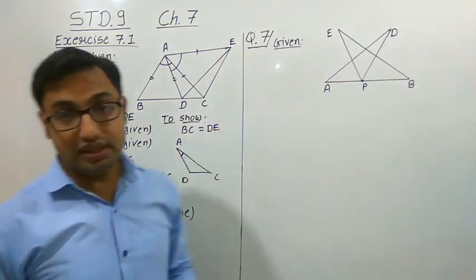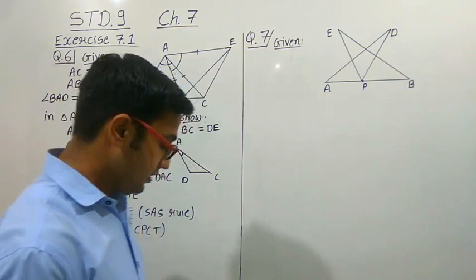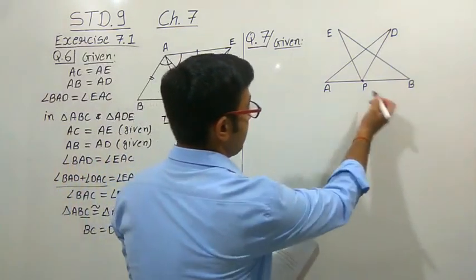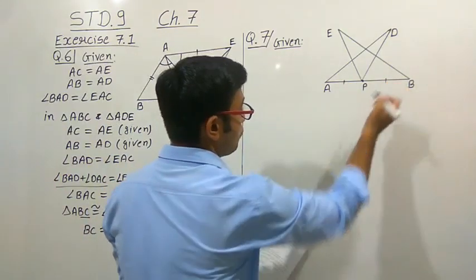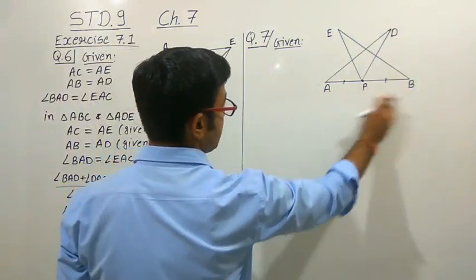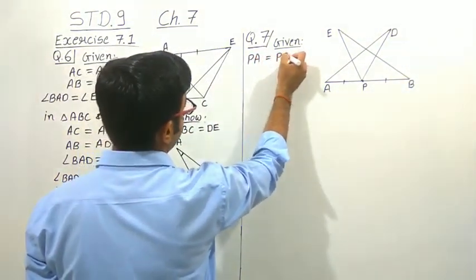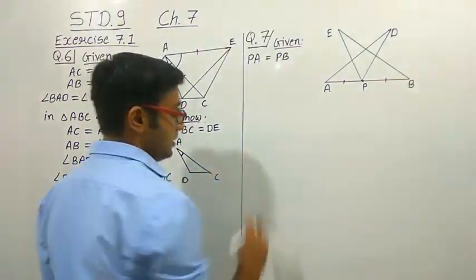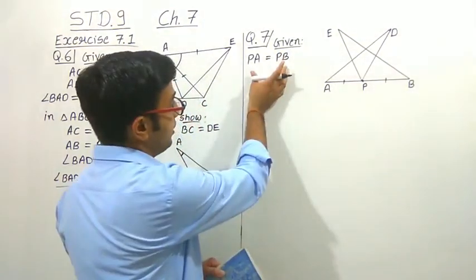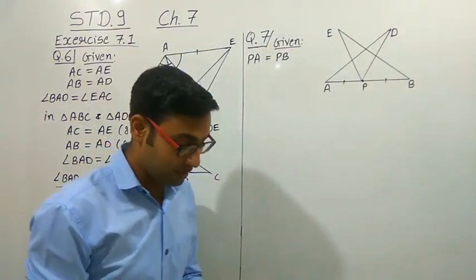Okay, in the same way, let us study question number 7. Here we are given that AB is a line segment and P is the midpoint. That means these two portions will become equal. We can write down in the given condition that PA is equal to PB, right? See, these things you have to write down. Whatever we are given, write it down as given. This will help you when you are proving the two triangles congruent.